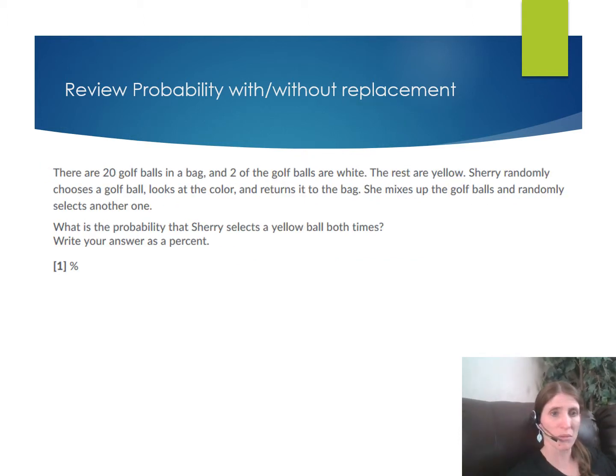All right, let's do one more. There are 20 golf balls in a bag and 2 of the golf balls are white. So 20 is my total. I'm going to start with that so I can remember. If 2 of them are white, then 18 have to be yellow. I'm going to write 18 right here because I know there are only 2 colors, yellow and white, so the remaining have to be yellow.